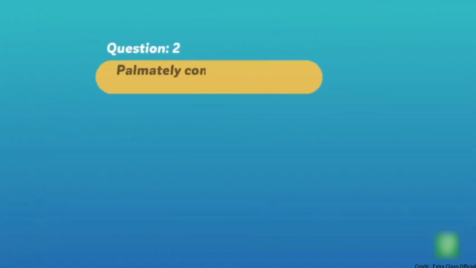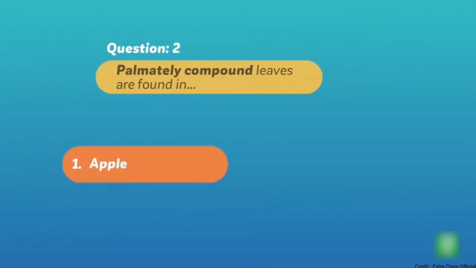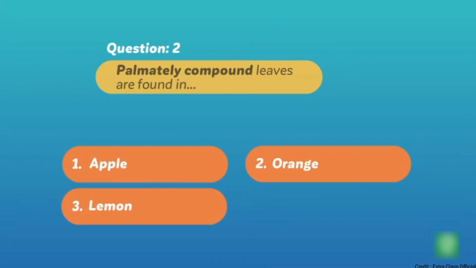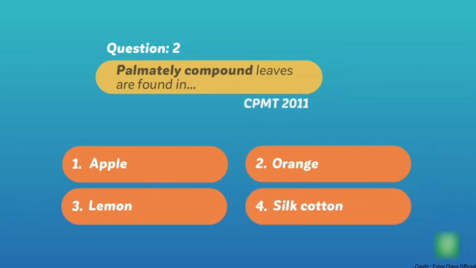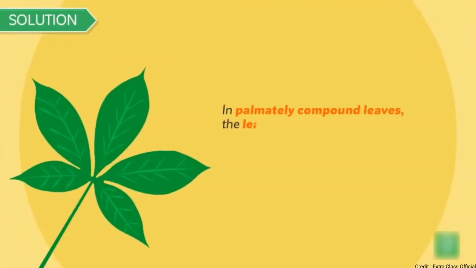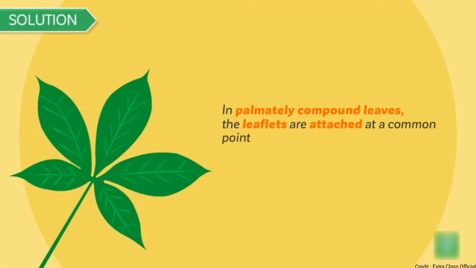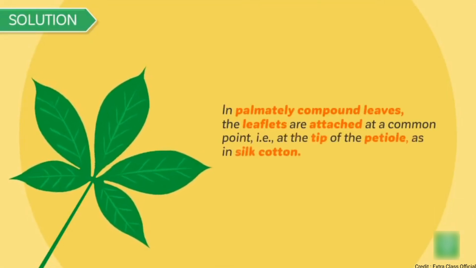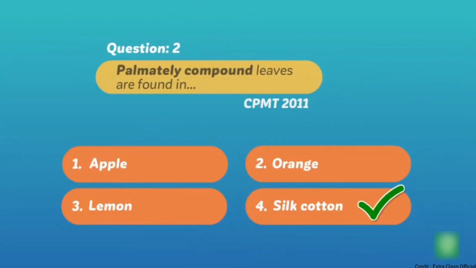Question 2. Palmately compound leaves are found in: number 1, apple; number 2, orange; number 3, lemon; number 4, silk cotton. This question was asked in CPMT 2011. Solution. In palmately compound leaves, the leaflets are attached at a common point, that is, at the tip of the petiole, as in silk cotton. Hence, option 4 is correct.